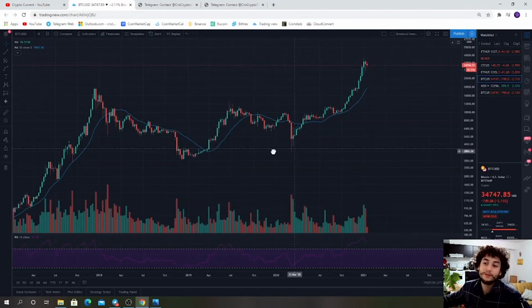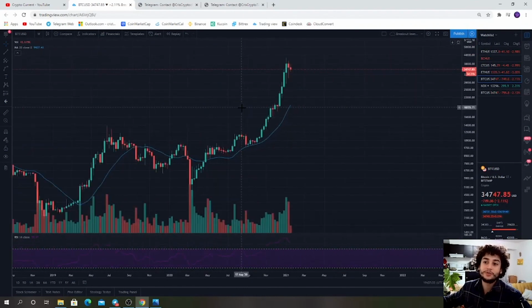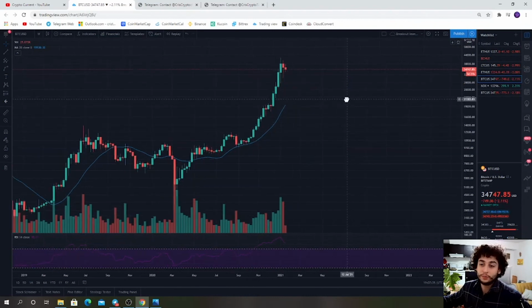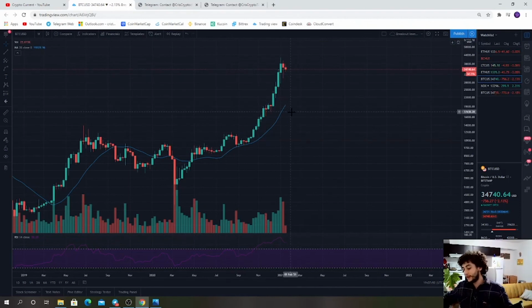So now a lot of people have their eyes on this exact same 20-week moving average mark, which currently is sitting at around 20,000. So dropping below 20,000 at this point, and closing on a weekly time frame, would be pretty bad news, but that's far off from here, so we don't need to worry about that for now.